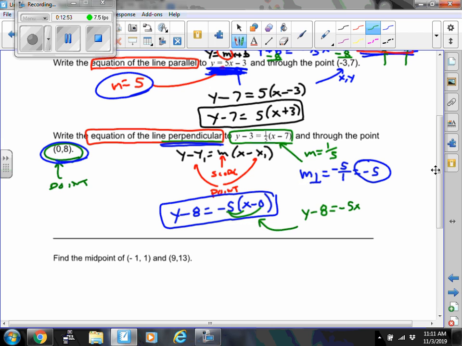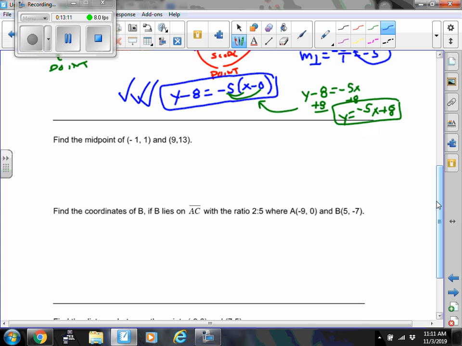And then I can add 8 to both sides. Now I can put this in another form that looks a little bit better, and that's this form. Again, they didn't ask for that, so I'm not going to do any extra work if I don't have to. I'm going to leave it in the form that's easiest for me to use, and that's this one right here.